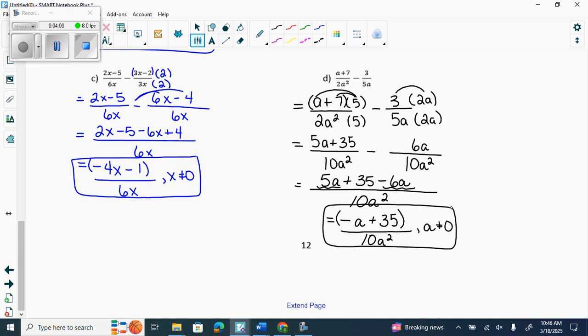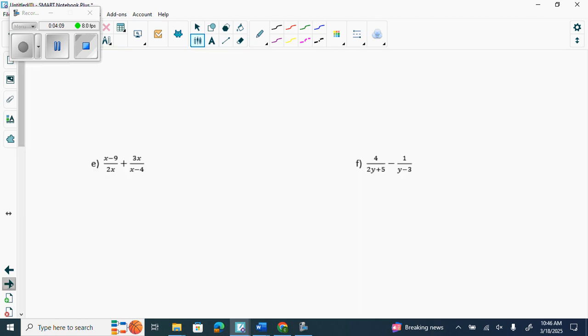Okay, then we're going to flip over and deal with some binomials too. E, left-hand side is a what? Monomial. Right-hand denominator? Binomial. We're talking about denominators because our first goal is to get common denominators, right? So left-hand side denominator is a monomial. Right-hand side is a binomial.